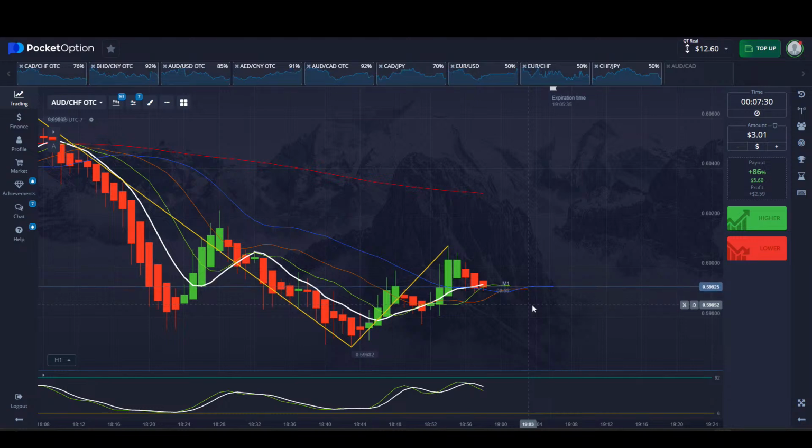So now we got the second flat top forming, okay? And let's see if we get a third. If we get a third flat top forming, then we know that it's falling down, right?